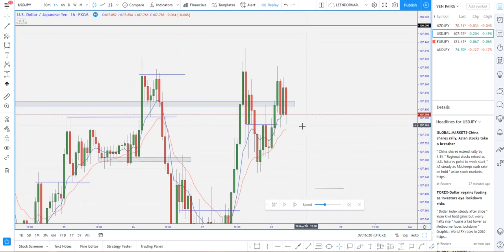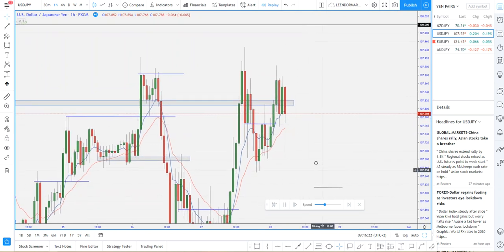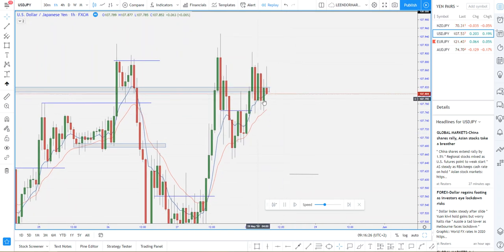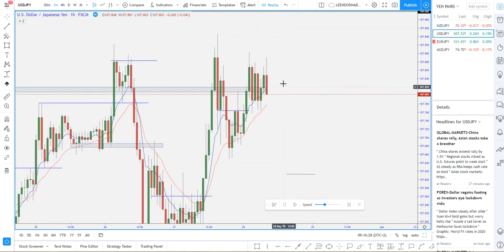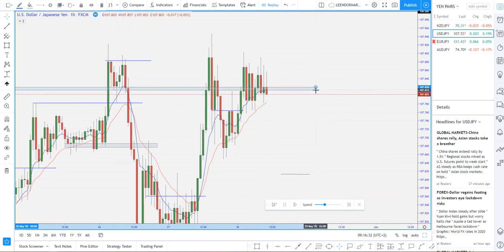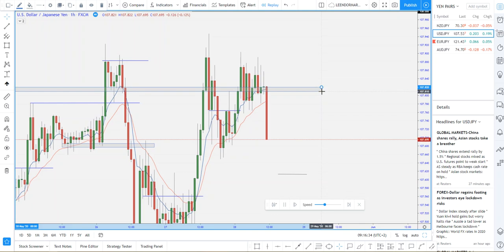So I'm not going to be closing these trades until my stop is hit or my TP is hit. Structure is still holding. However, the market is kind of ranging around this level. So I want to see how the market will behave in future.